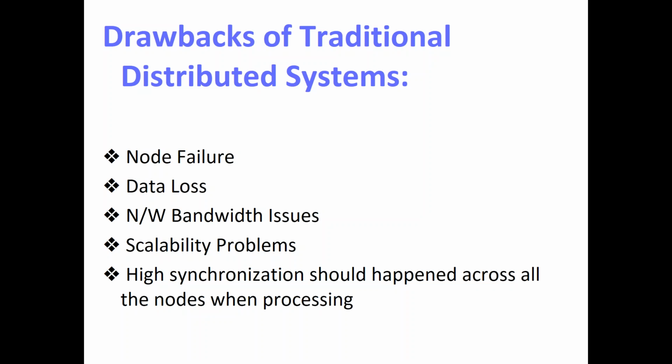Say for example, if I have a node failure in my distributed system with the earlier master slave architecture, I would lose the data on that particular node. I don't have such a replication factor as is available in recent systems. Network bandwidth was one of the issues, and also scalability problems. They cannot scale up to that level of parallelism because the master cannot support beyond a certain number of nodes. These were the drawbacks in the traditional distributed system, just like the parallel system, with its master slave architecture.